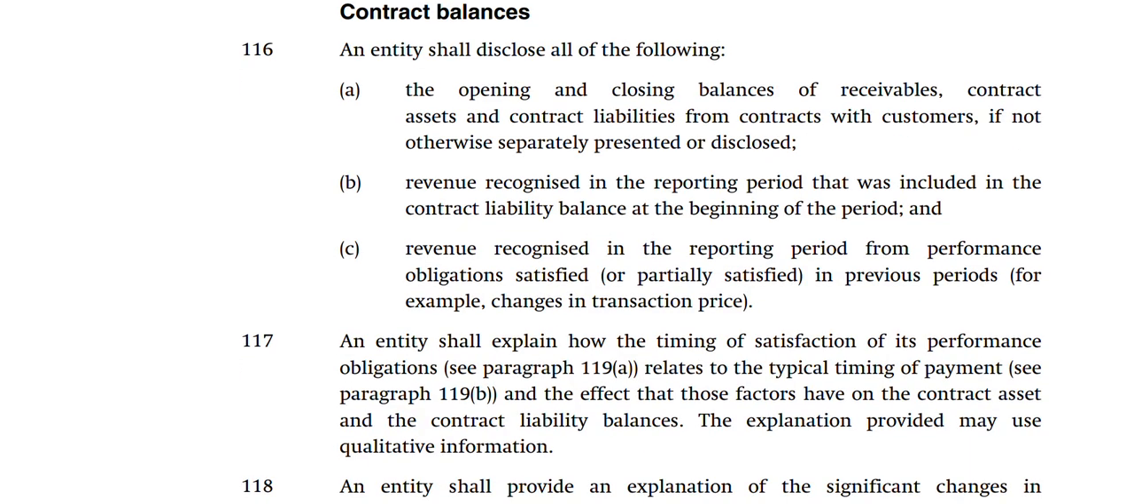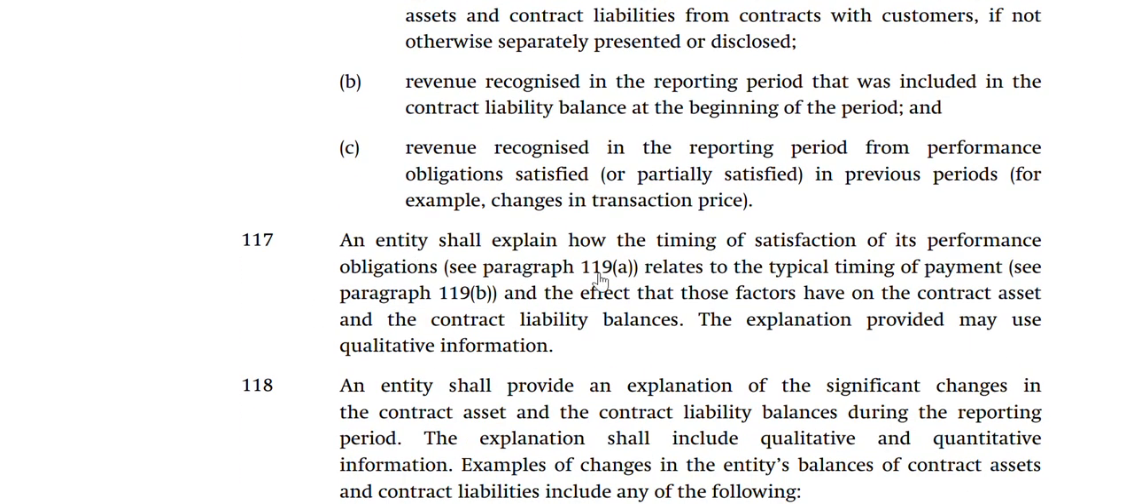And then when looking at 117, an entity shall explain how the timing of satisfaction of the performance obligations relates to the typical timing of payment and the effect that those factors have on the contract asset and the contract liability balances. The explanation provided may use qualitative information.